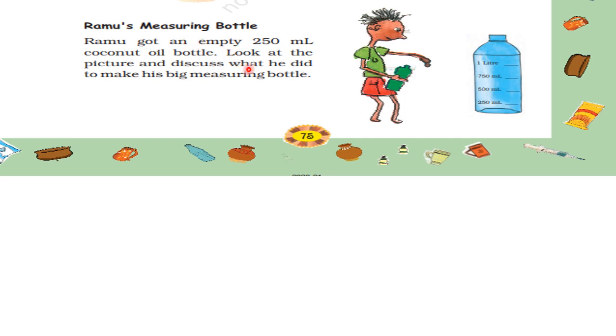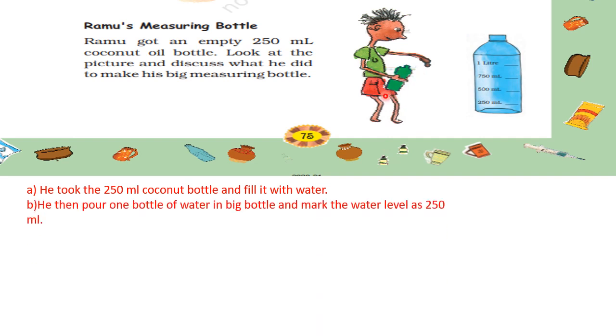Ramu's measuring bottle is here. Now first of all, what will Ramu do? He took the 250 ml coconut bottle and filled it with water. This bottle. Okay. Now next, he then pours 1 bottle of water in the big bottle and marks the water level as 250 ml. He just pours 250 ml of water in this big bottle. Okay. And then what will he mark? 250 mark he will make.